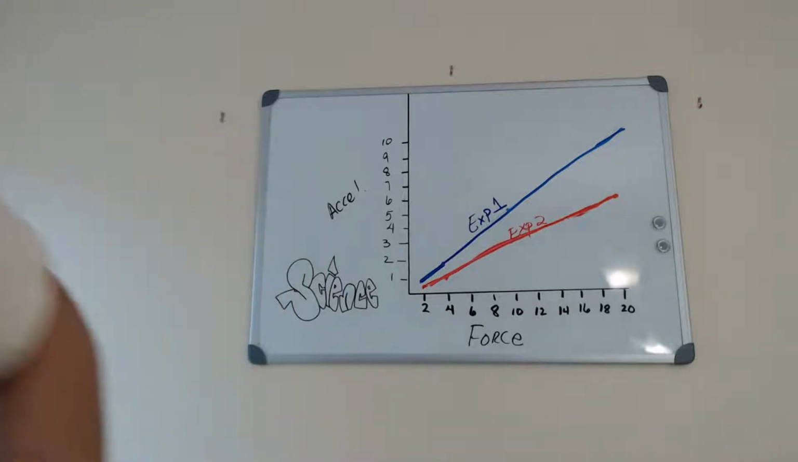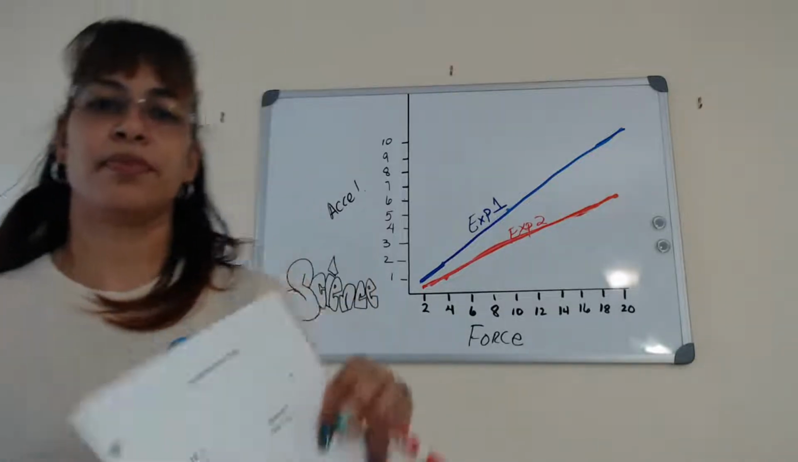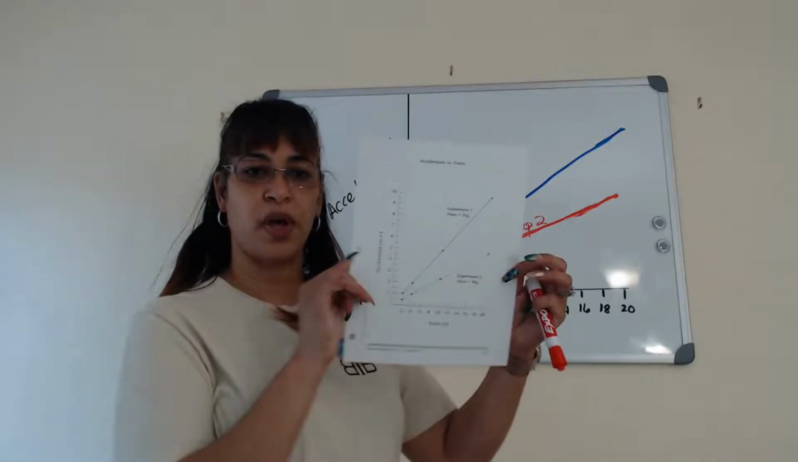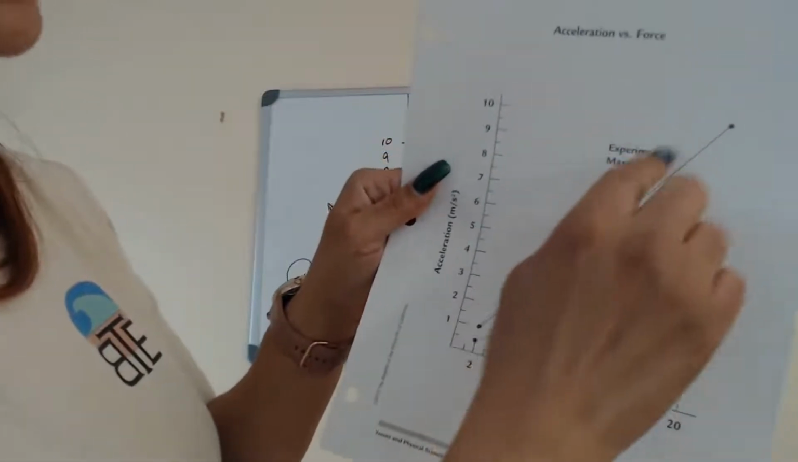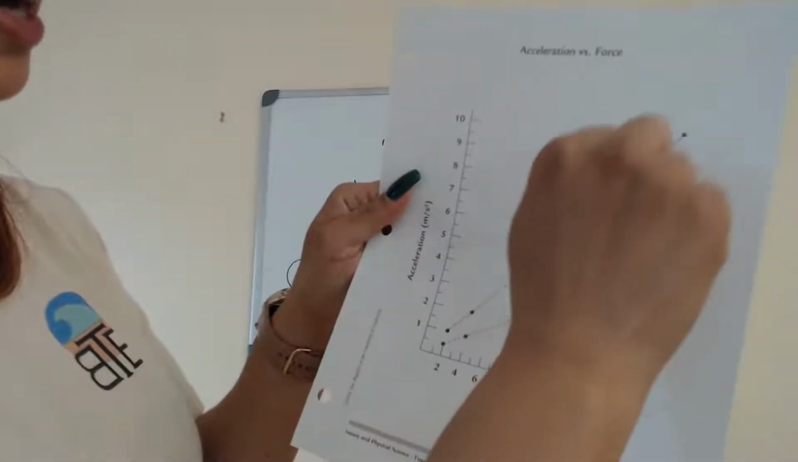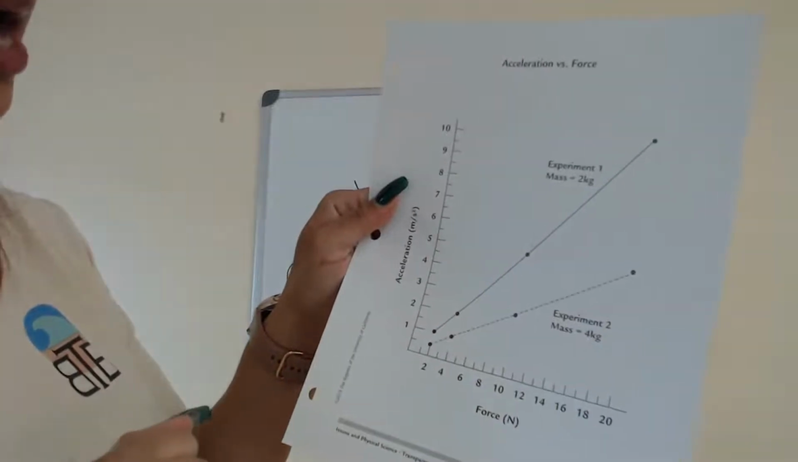And just to give you an idea, this is what the graph looked like. I'll bring it a little bit closer so you can see it. And you can see here, this has a mass of 2 grams, so it has a greater acceleration with the same force applied.